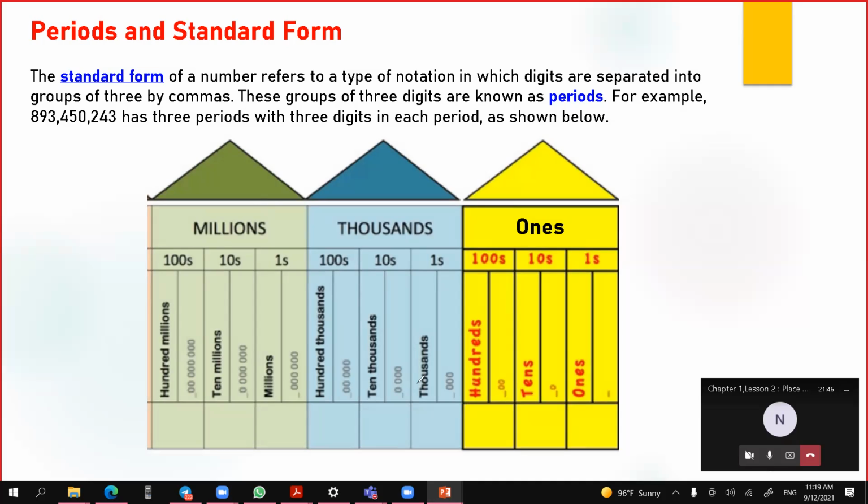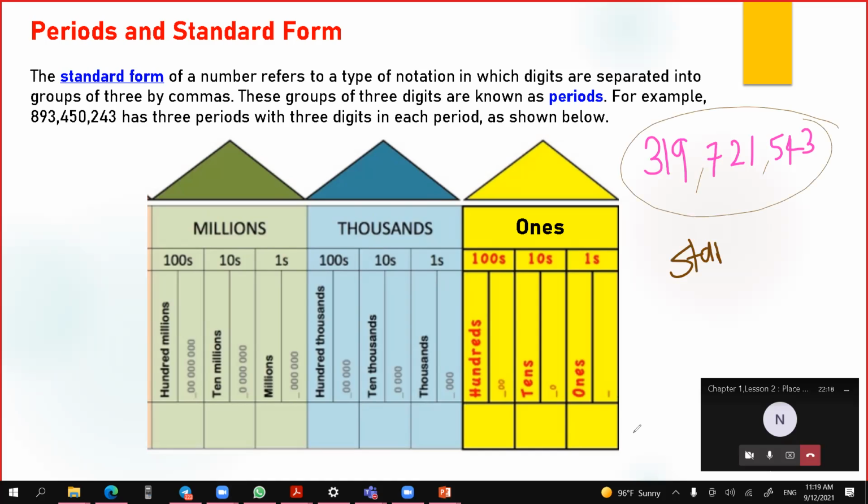Now, as I told you, we can represent a number in 3 types: standard form, word form, and expanded form. Standard form means numbers like 319,721,543, and between periods we have a comma. This here, we call it standard form.